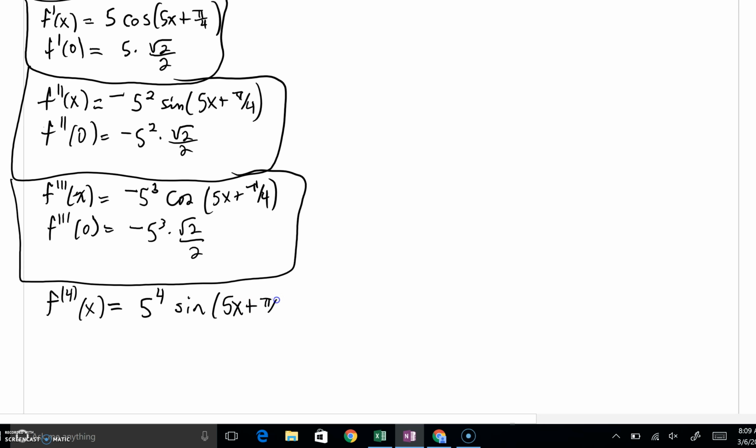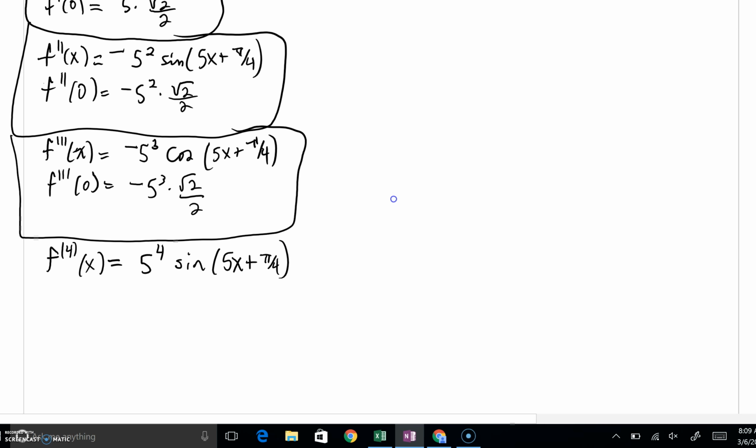But with the Lagrange error bound, remember that this is where we don't plug in where we're centered. We actually plug in this very abstract z. So we'll have 5 to the 4th sine of 5z plus pi over 4. And of course, we're going to need this relatively soon.